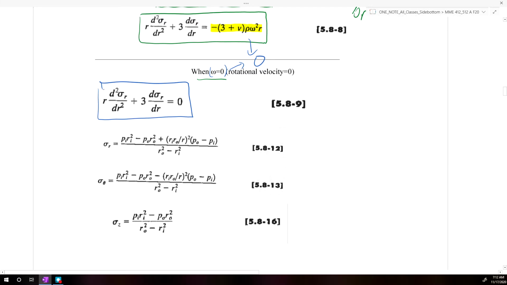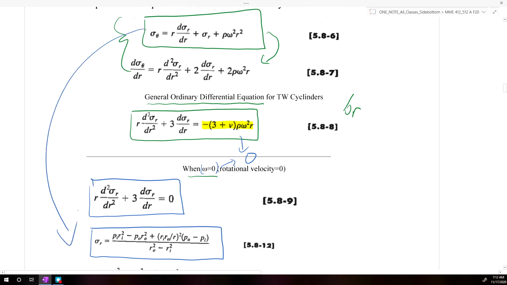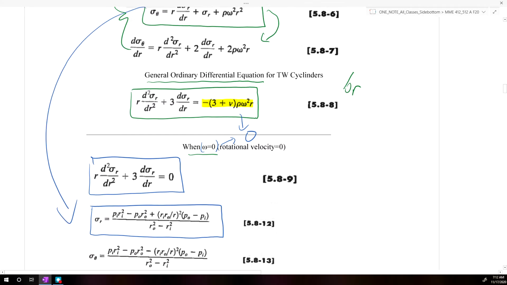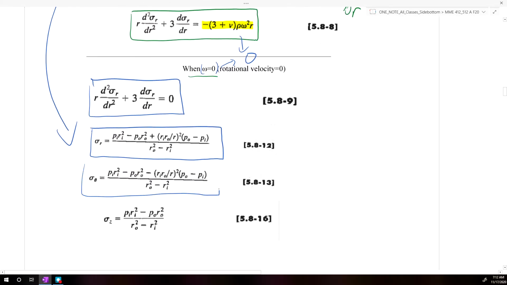The solution to this differential equation was equation 5.8-12, and then we know the relationship in equation 5.8-6. We can plug sigma r into that equation in order to get sigma theta. Then we talked about if we had plane stress, or in a case where the length of the cylinder couldn't be ignored, we also would have our third principal stress, sigma z.